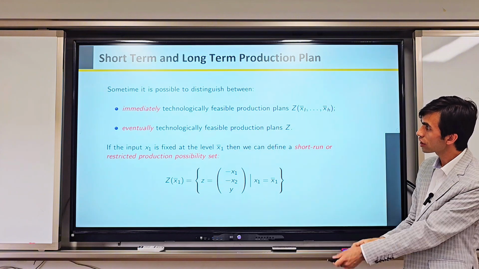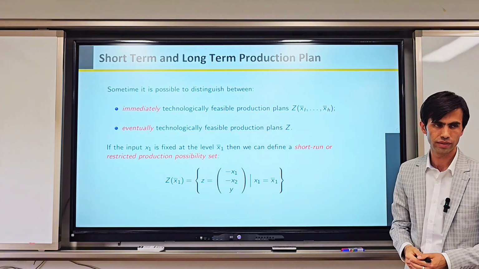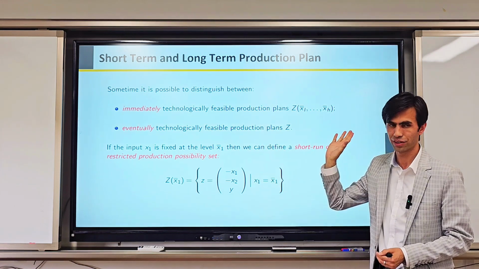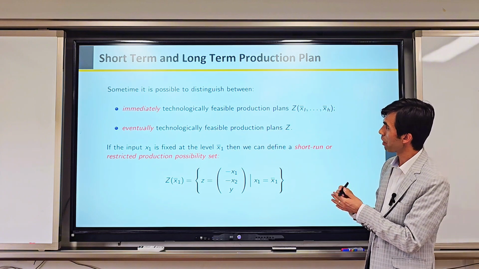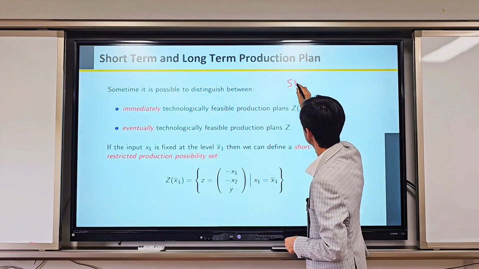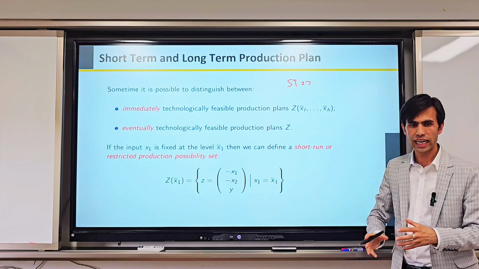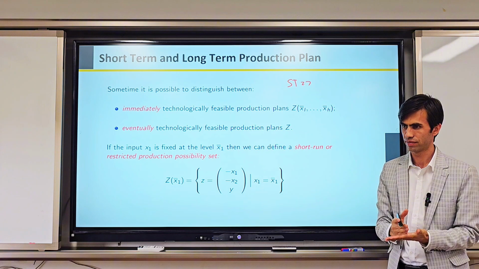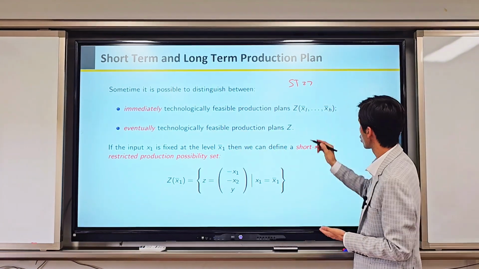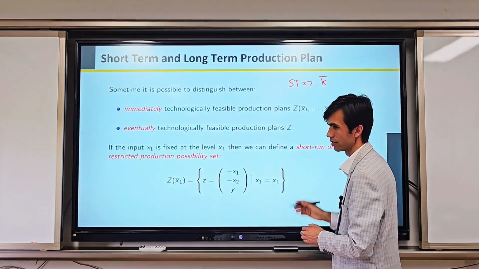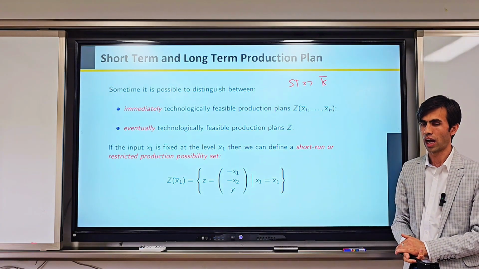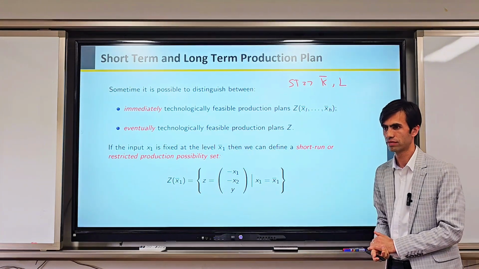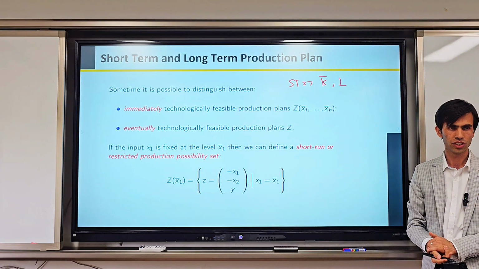So also we have short-term and also long-term production plans. When we are talking about the short-term production plan, in the short term, some of the inputs can be fixed. For example, in the short run, our capital is fixed, but our labor is changing.